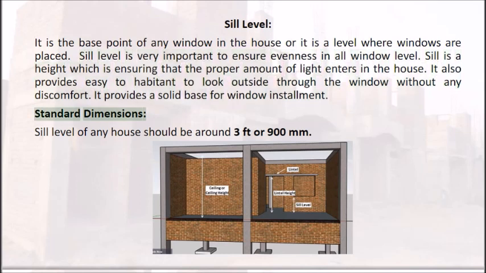Standard dimensions. Sill level of any house should be around 3 feet or 900 mm.